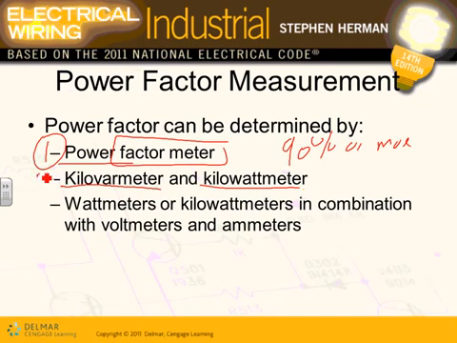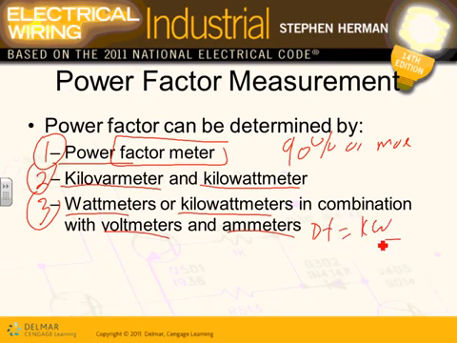So that's method number 2, which is measuring the kVAR and the kilowatt and finding the power factor from them. And there are kVAR meters. Method number 3 is basically the watt meter or kilowatt meter in combination with a voltmeter and amp meter. So you basically do the math. For this one, guys, the power factor will equal kilowatt over I times V times 1.73.